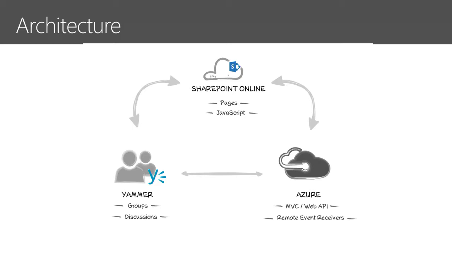So the key pieces are obviously SharePoint Online and Yammer. But we're also using Azure to host our provider-hosted add-in and other custom code. So in SharePoint Online, we've got the pages and the JavaScript, and Yammer, we're just interacting with groups and discussions. And in Azure, we have our web API project. It's got our client web parts and our custom event receiver sitting in there.